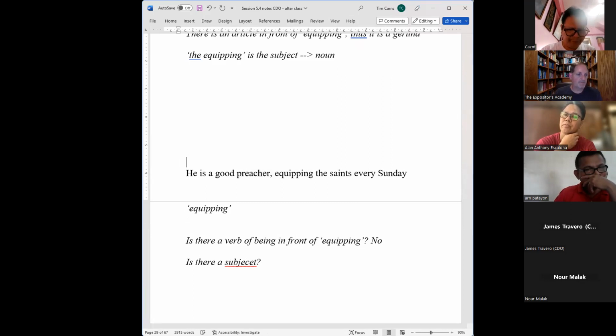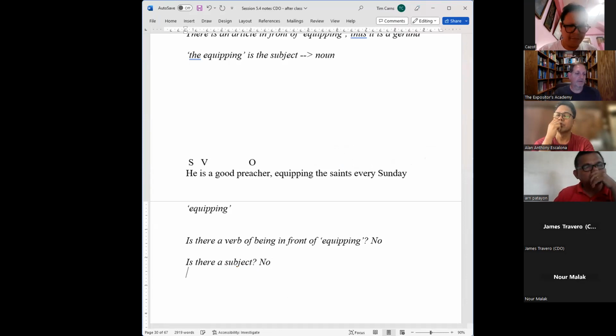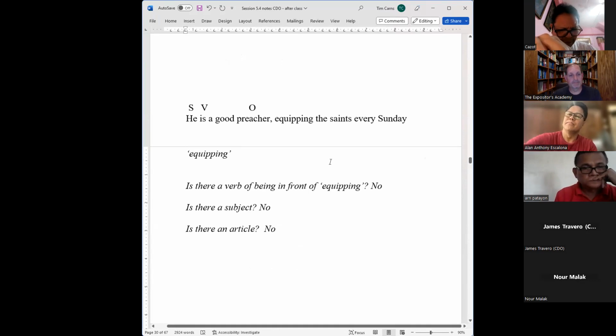He is a good preacher. Preacher is the object, right? Subject is he, is good as a preacher. That is the object of the sentence. So it's not the subject of equipping. Okay, so there's no subject for equipping. Is there an article? You know, the or a or an, right? No article. So it looks like it's a participle.